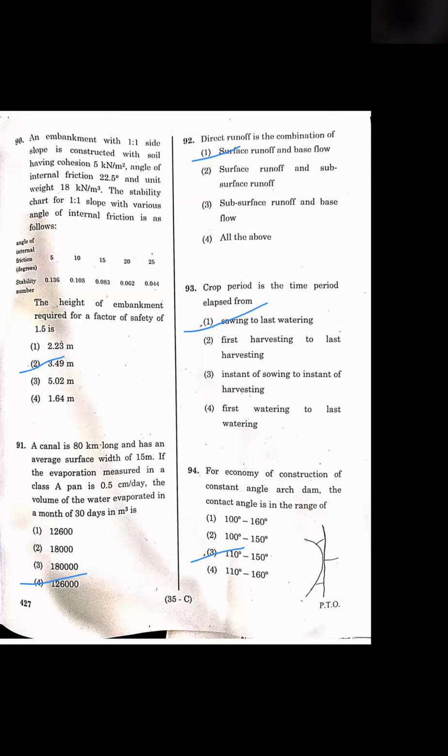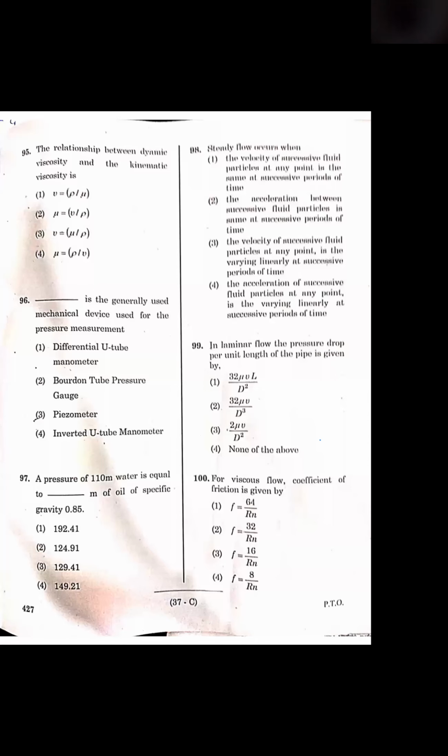So whichever answer I am guessing, for which I don't have a solution. The relationship between dynamic viscosity is mu is equal to tau by dV by dy. And generally we use a mechanical device for pressure, it is Bourdon tube pressure gauge.